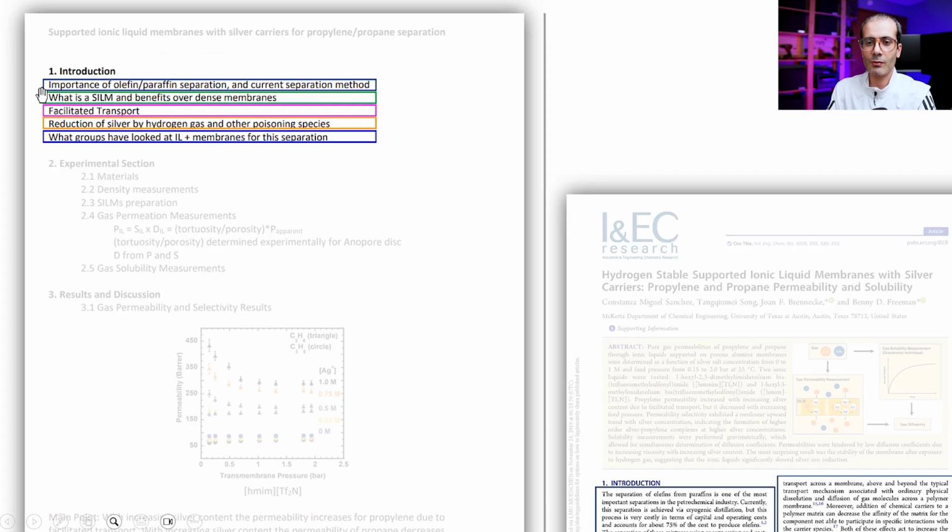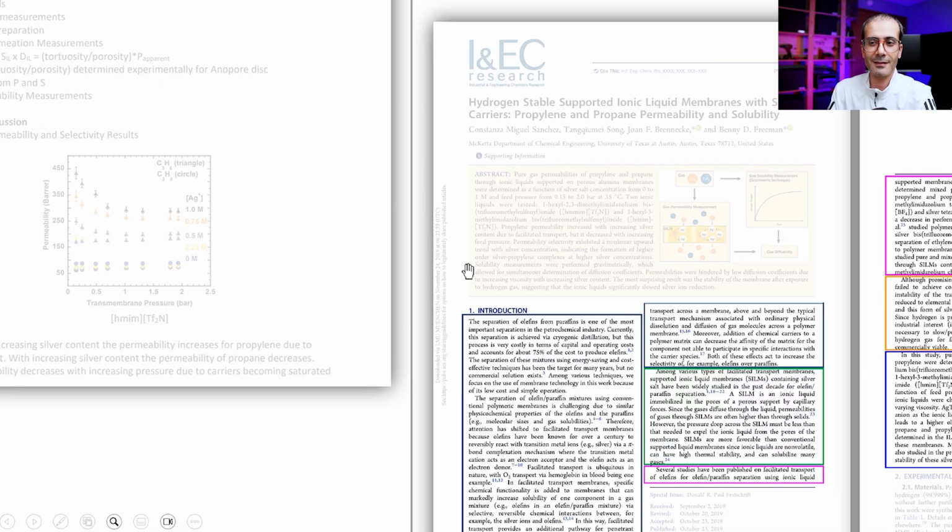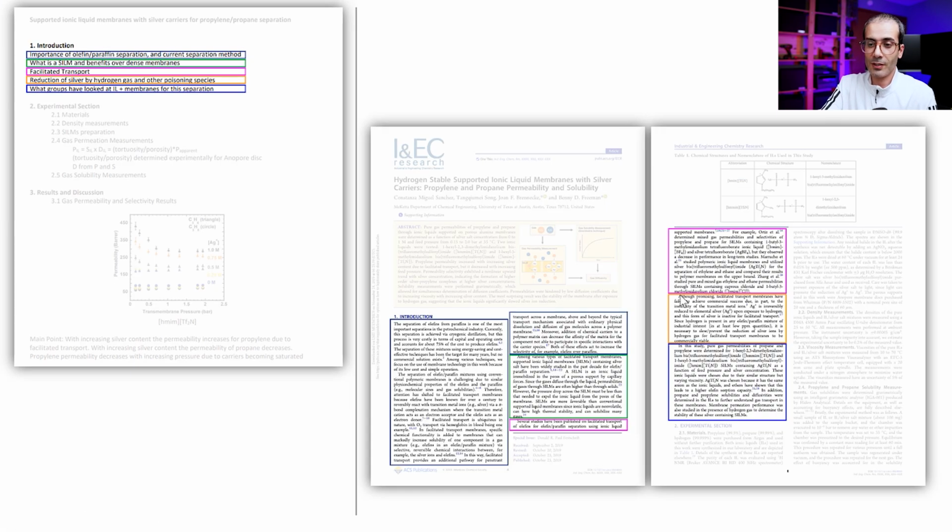So they wanted to start with the importance of olefin paraffin separation and current separation methods, and they started to talk about that. But here they had it in just one sentence. So it's like you have some bullet points and then you start to explain it in detail. So this is how the introduction is done.